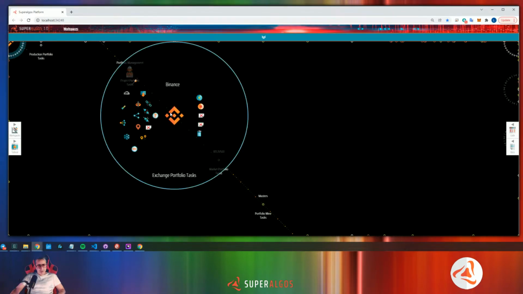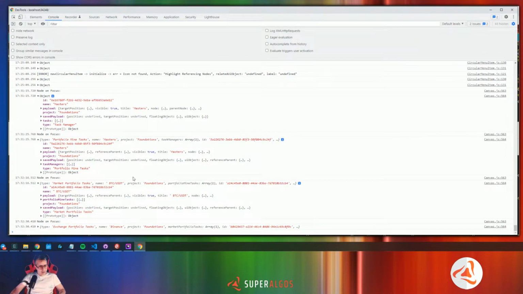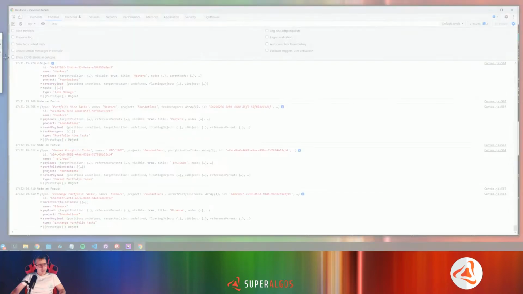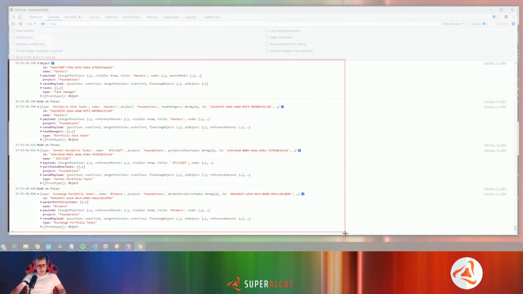Okay. Exchange portfolio tasks. This is foundation. So everything is foundations here. But in this case, these two shouldn't be. Okay, so I'm going to take a screenshot here.